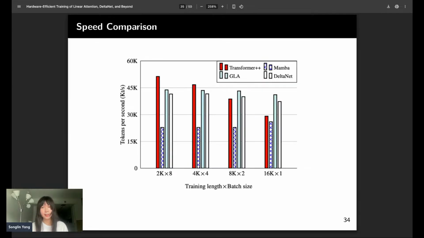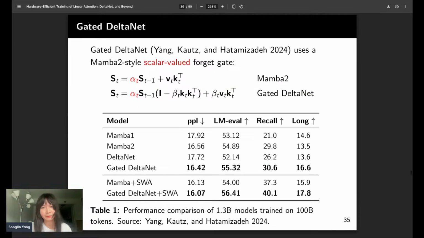And here is an overview of the end-to-end training throughput of several models. We can see DeltaNet has a satisfactory training throughput, although it has a more complicated state transition matrix.